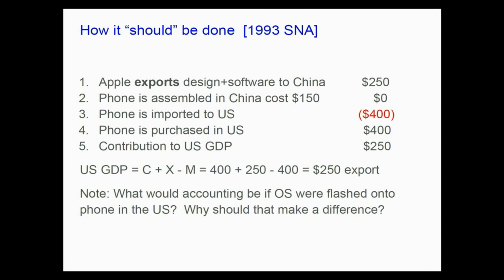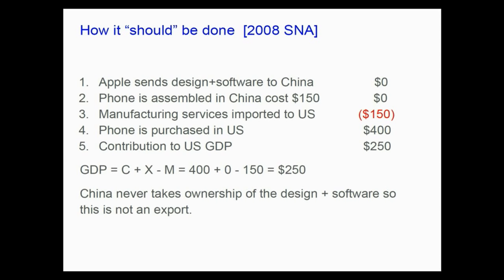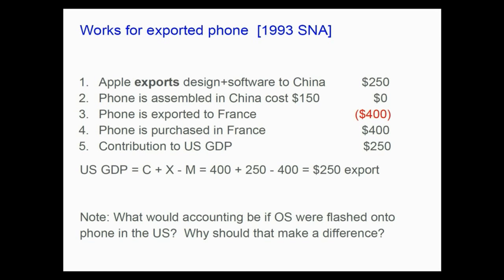Well, the reason it might make a difference, by the way, you could do the same thing with the 2008 SNA of counting the imported manufacturing services. You still end up at the same point. Now, the question is, why does it make a difference? Well, I think if you do it this way, then it's going to work much better for phones that are exported from China, the final port of assembly, to some other country.